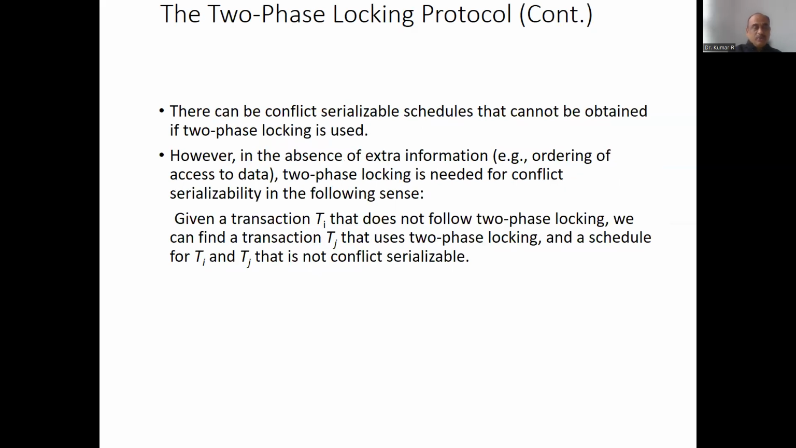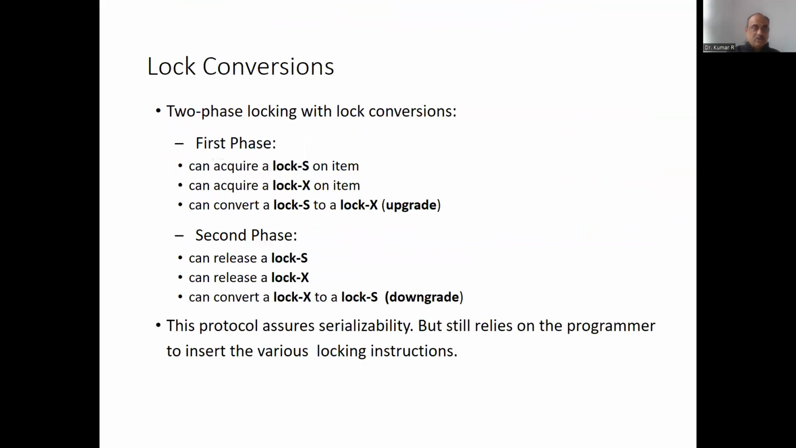There can be conflict serializable schedules that cannot be obtained if two-phase locking is used. However, in the absence of extra information, it is possible to say the following. Given a transaction Ti that does not follow two-phase locking, we can find a transaction Tj that uses the two-phase locking protocol, such that the schedule for Ti and Tj is not conflict serializable. Then, for the two-phase locking protocol, some lock conversions can be used.